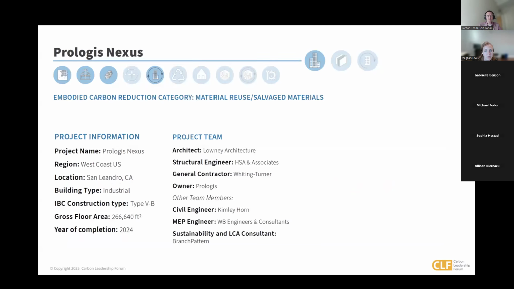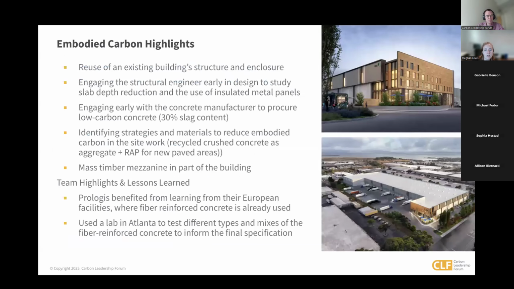The next project is called Prologis Nexus. This one is a 267,000 square foot industrial space. This one's in San Leandro, California. I like this one because it's also a retrofit, but it's an industrial retrofit, which you don't hear a lot about. So the original site had 3 existing industrial buildings from different time periods, covering over half the site, and the team was able to reuse the foundation, walls, and a few other features to achieve significant reductions.